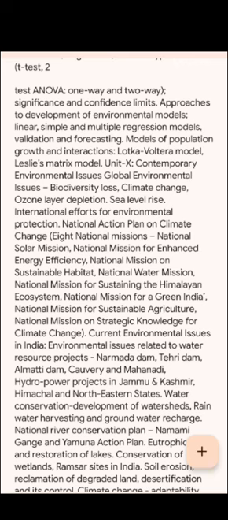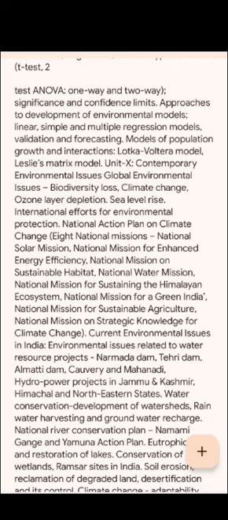Approaches to development of environmental models, linear, simple and multiple regression models, validation and forecasting. Models of population growth and interactions, Lotka-Volterra model, Leslie's matrix model. Unit 10, Contemporary environmental issues.